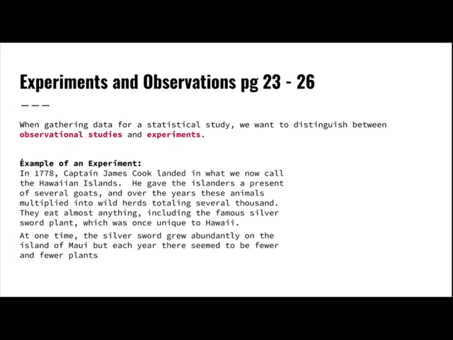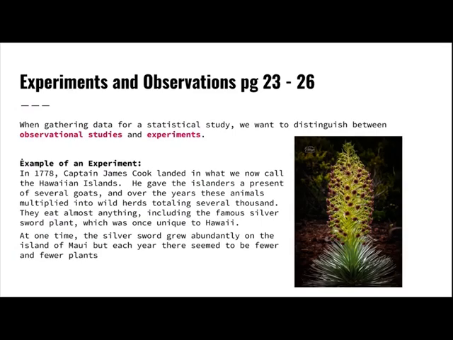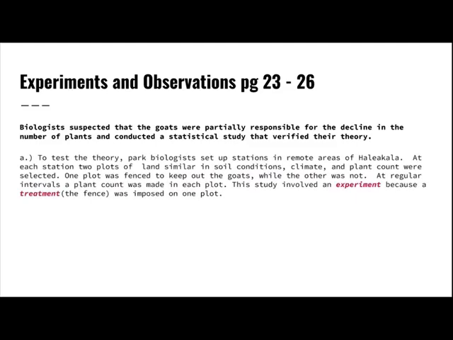At one time, the silver sword grew abundantly on the island of Maui, but each year there seemed to be fewer and fewer plants. Here is a photo of the silver sword plant. Biologists suspected that the goats were partially responsible for the decline in the number of plants and conducted a statistical study that verified their theory. All right, so to test their theory, the park biologists set up stations in remote areas of Haleakala.